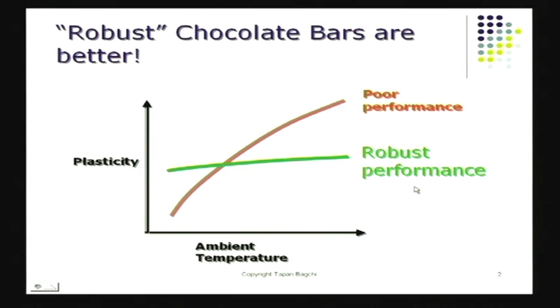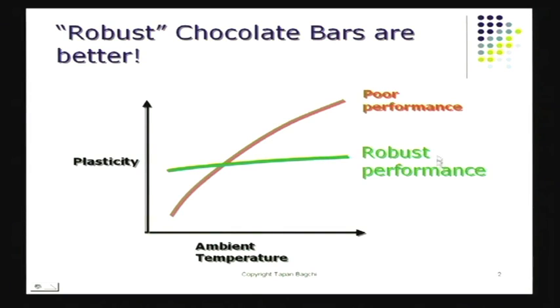This one, it's got a different recipe. The difference between this chocolate bar and this chocolate bar is the difference in recipe. And this is exactly what causes the change in the properties of the chocolate bar. And the green one turns out to be a robust chocolate bar.